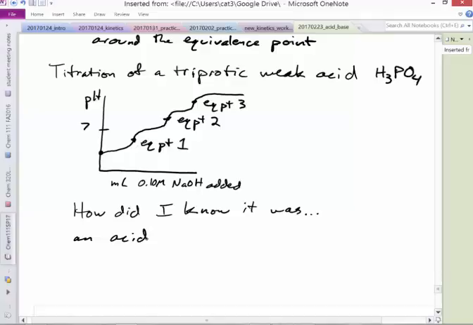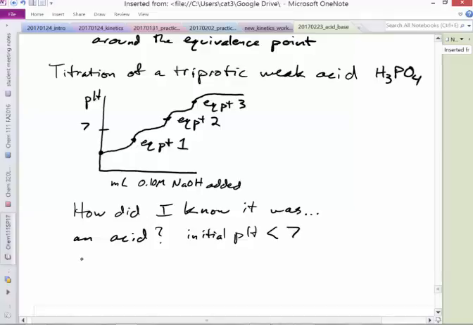How did I know it was an acid? I guess you could have a weak acid that's higher than 7, but it's rare. Plus you're adding base to it. You add base to a base. What's that going to do for you? Make it even more basic, yeah. We don't need that. Okay.